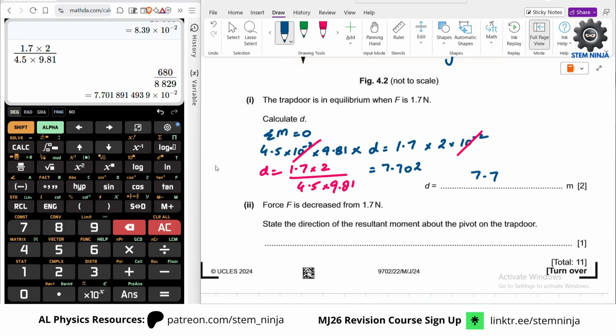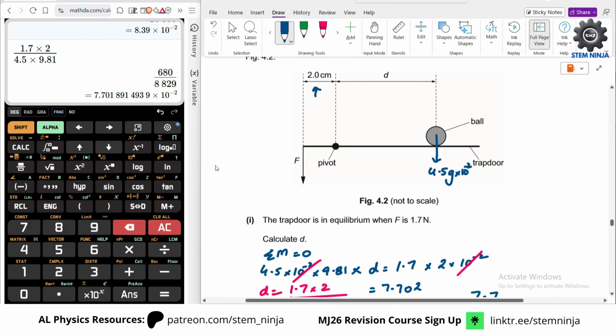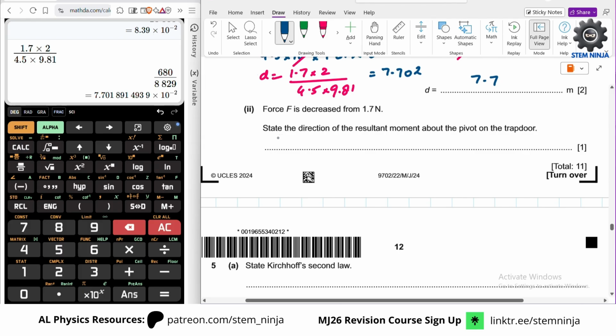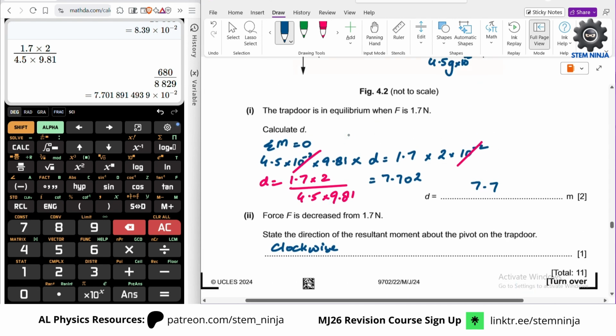Force F is decreased from 1.7 newtons. State the direction of the resultant moment about the pivot on the trapdoor. Force F is decreased now, so the moment would be clockwise. So that's it for this question. Let's move on to the next.